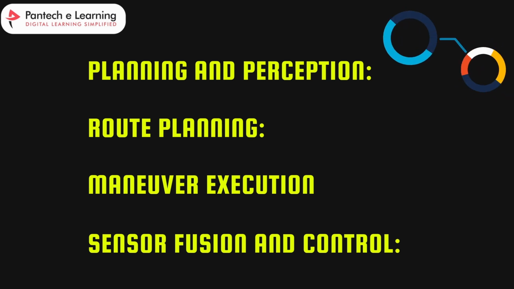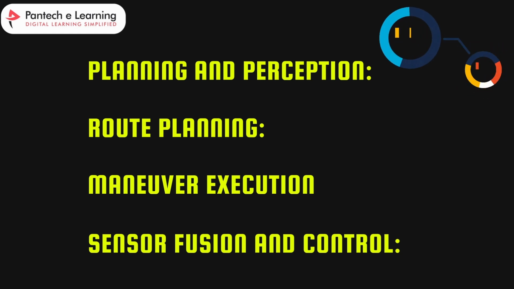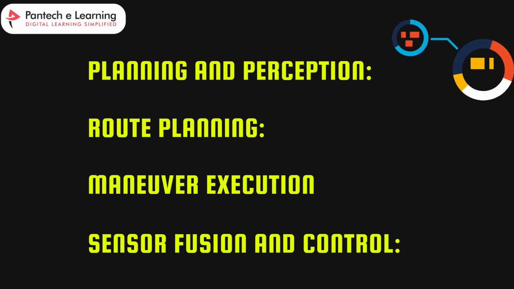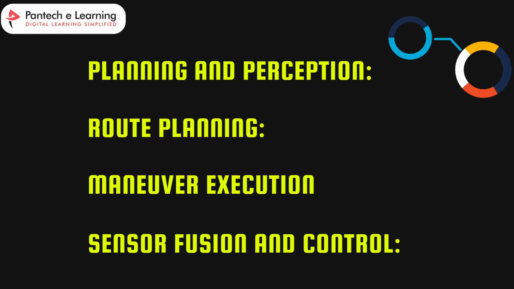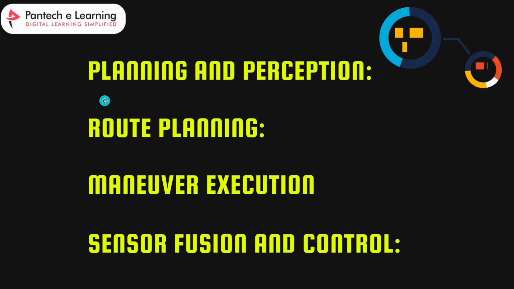So in situations where unexpected obstacles or any changes occur, the vehicle needs to take a decision. The vehicle's decision making algorithms may reevaluate the planned route or adjust the maneuver accordingly to avoid any collisions or any disruptions.